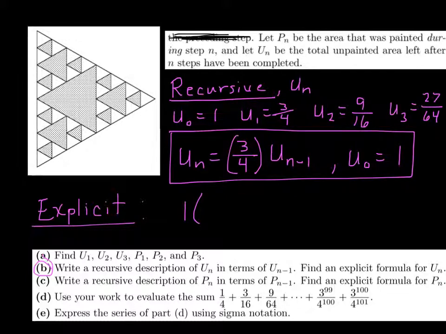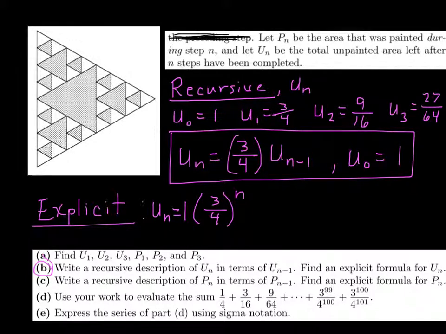Times, oops, I better be a little bit more formal about this. I should say u sub n equals 1 times 3/4, perfect. And then what? Up to the n power. That will work. Just double check that it works. If I plug a 0 in, 3/4 to the 0 is 1 times 1 gives me 1. I plug a 1 in, 3/4 to the first power is 3/4 times 1 is 3/4.